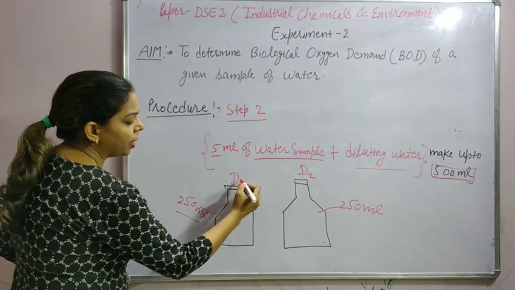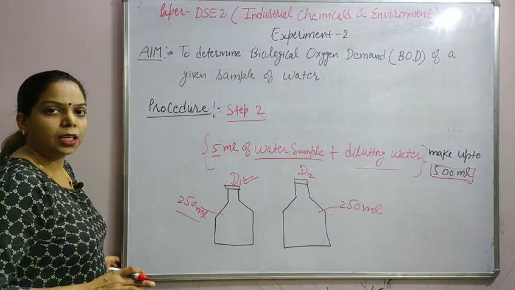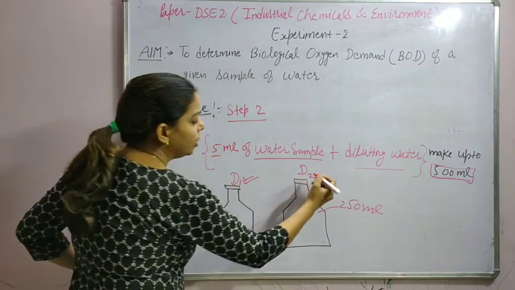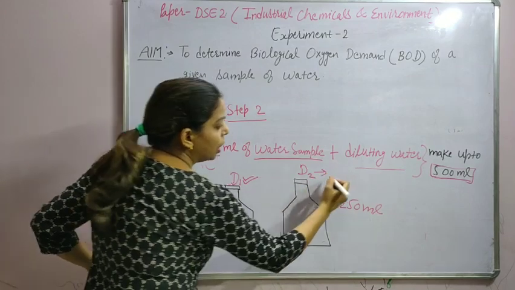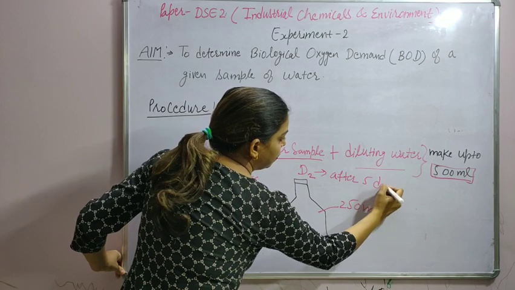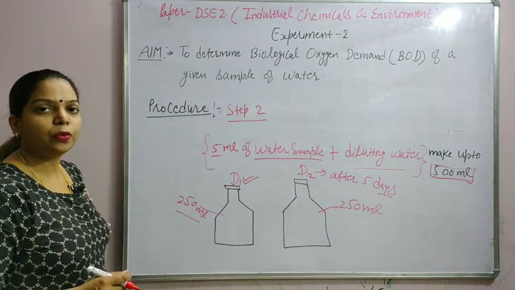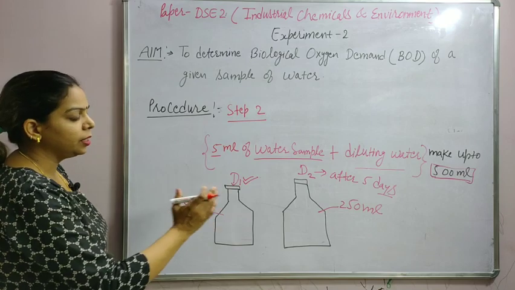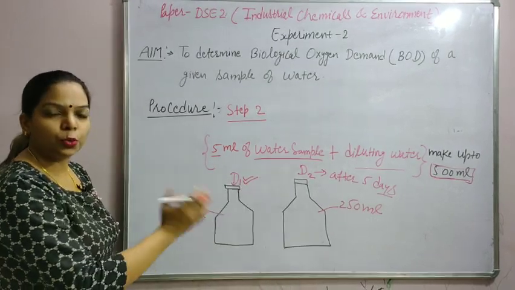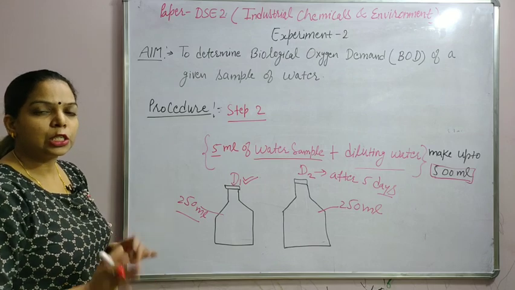So we will determine the amount of dissolved oxygen in D1 immediately on the same day, and for D2 after 5 days. After 5 days we will find out the amount of dissolved oxygen, and then we will take the difference of the two. So that will be the amount of oxygen which has been consumed.